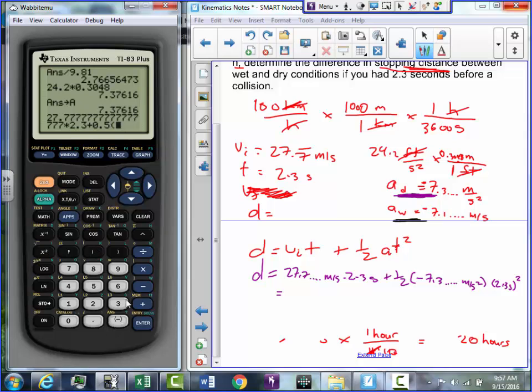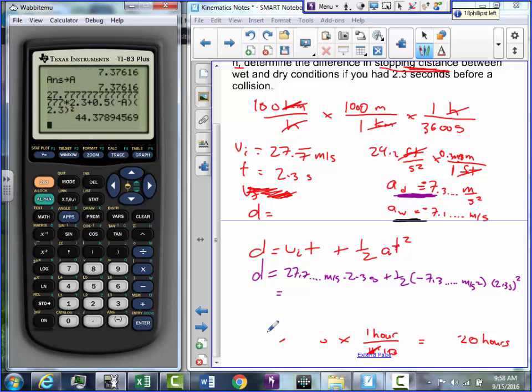We need that number, so negative that A value. And then we need 2.3 squared. Does the last number need to be in brackets or do we leave it out of brackets? Because that's what the 2.3 squared? Yeah, you probably don't need the brackets. I got two different numbers when I put it with brackets and without. Okay, then do it with brackets then. Okay, here's what I got, 44.37.